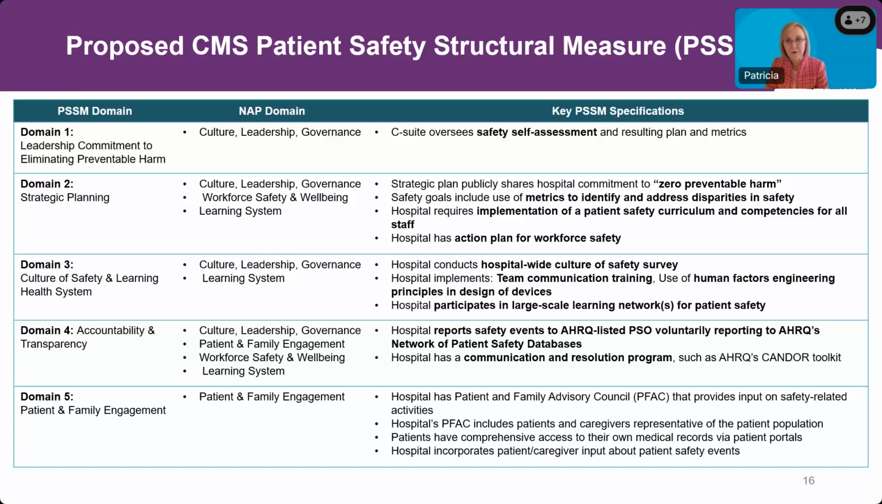And I wanted to call out as one example, domain 1, which is on leadership commitment to eliminating preventable harm. And one of the key specifications for this domain on the far right-hand side is whether the C-suite oversees a safety self-assessment and a resulting plan and metrics. So this is highly aligned with what the National Steering Committee deemed important and created a tool for in the National Action Plan. It's also highly aligned with the AIM 1 that we're talking about today, the aim of the National Action Alliance, which is on organizational self-assessment and improvements.